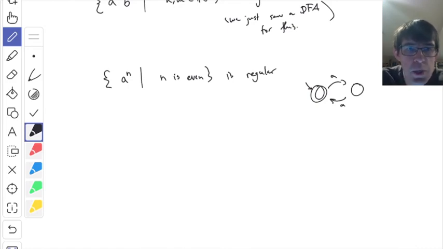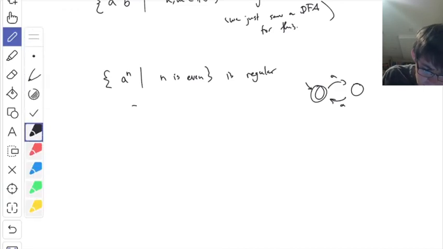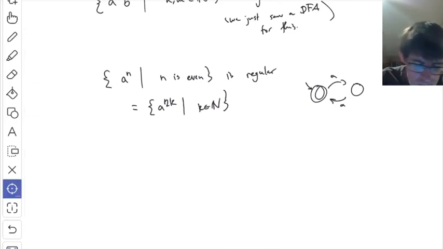This is a machine which accepts only an even number of A's, right? And so you could write that in terms of a set as A to the power N, where N is even. Here's another demonstration of what someone just asked. This is the same set: A to the power 2k, where k is any natural number. That's the same as saying that the exponent is even. I wrote it as a multiple of 2. They look different, but they're the same set. This is also a regular language.